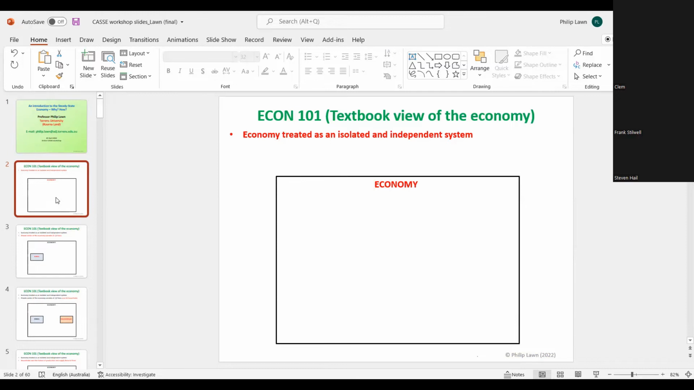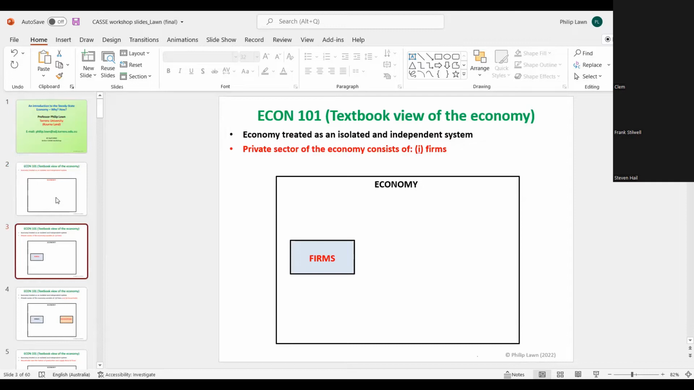So let's imagine that you're beginning at first year and you're studying Econ 101. So that's the mainstream approach, or what Hayden referred to perhaps as neoclassical economics. And I'm going to show you a basic textbook view of the economy. So the economy is treated as an isolated and independent system. So you've got that rectangle there representing the economy. It's completely independent. It's independent of any other sort of system, including the natural environment.